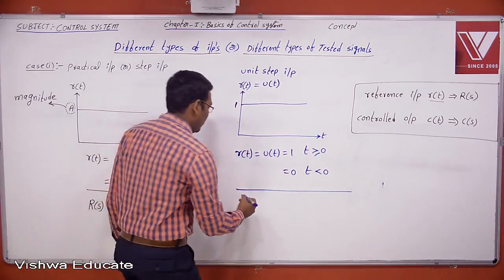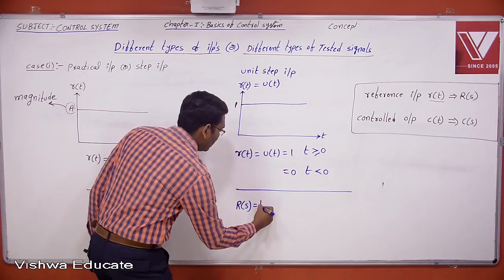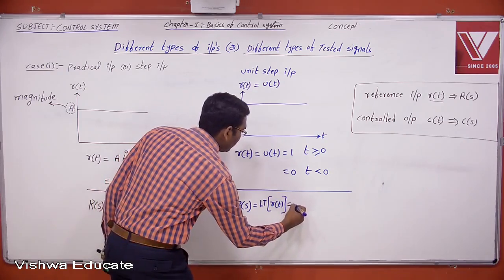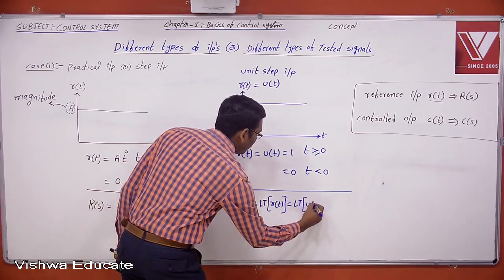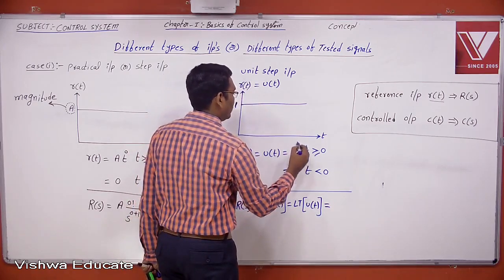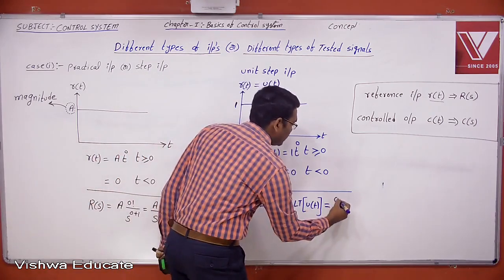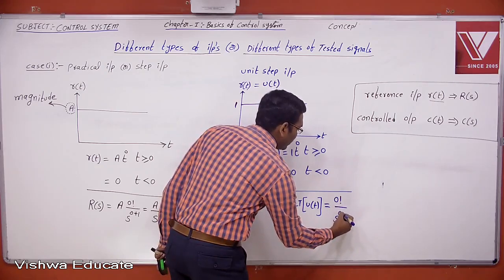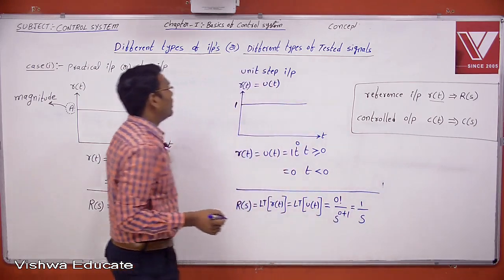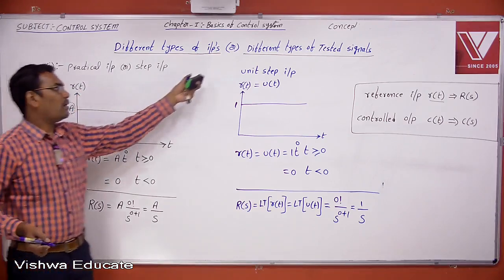Now R of S is equal to the Laplace transformation of R of t, which is equal to the Laplace transformation of U of t. This is also 1, which means t power 0, so 0 factorial by S power 0 plus 1, and 0 factorial means 1, giving 1 by S. Now this is case 1, a practical input which is step input or unit step input.